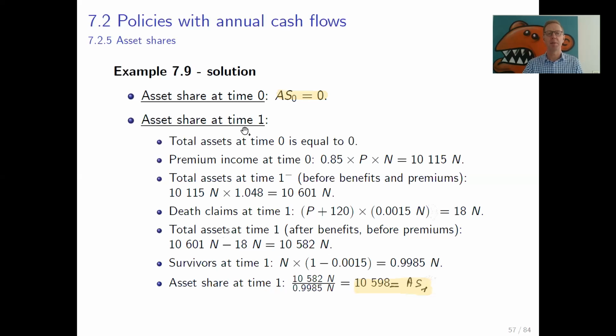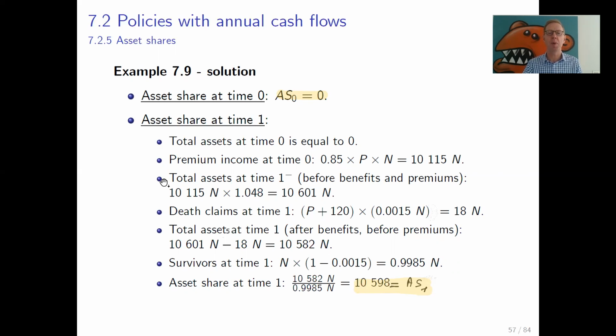Well, let us start at time 0. At time 0, the asset share is 0, of course. The contract has just started, no premiums are paid, no benefits are paid, so the assets available are 0. What is then the asset share at time 1? Let us calculate it. So the total assets at time 0 are 0. The premium income at time 0 is n persons pay a premium P, and there is a cost of 15% that was made with this premium payment. So in the end, the premium payment is 0.85 multiplied by P multiplied by n, or that's 10,150 n.